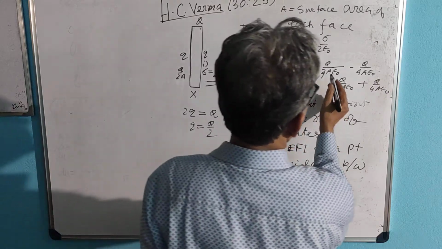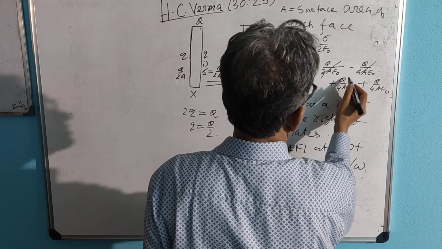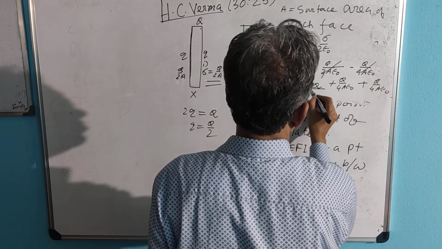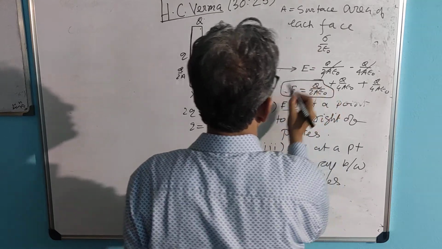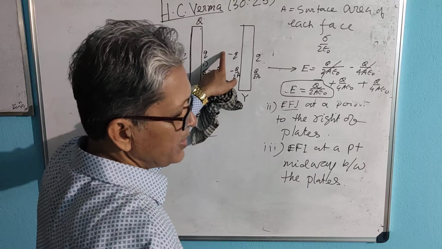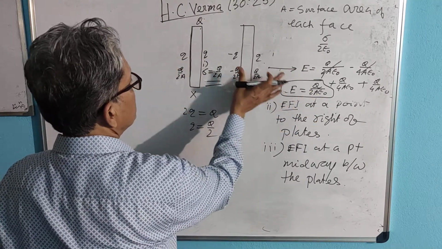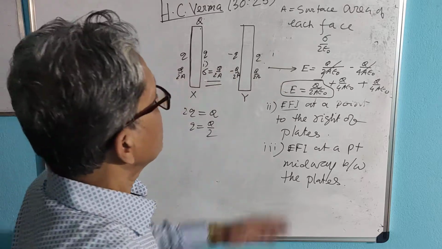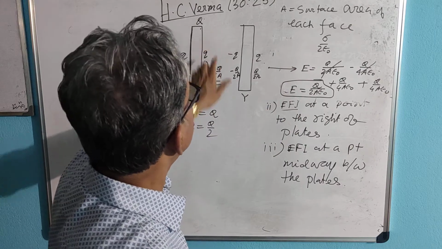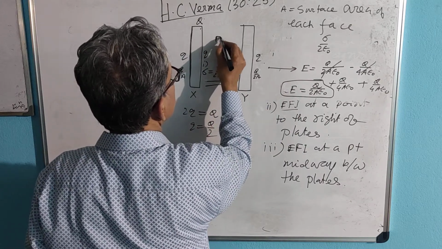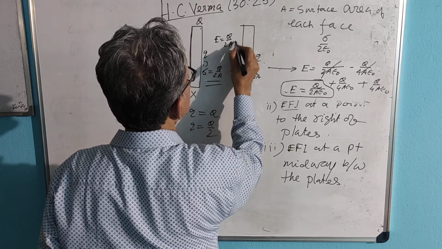Q by 4A epsilon 0 and Q by 4A epsilon 0 cancel out. What is the answer? Q by 2A epsilon 0. This is my answer. In this way, you find the field at the midway. It will also come out to be Q by 2A epsilon 0. In this method you will approach, and the electric field midway will be Q by 2A epsilon 0.